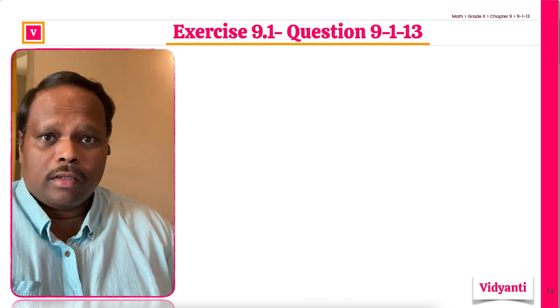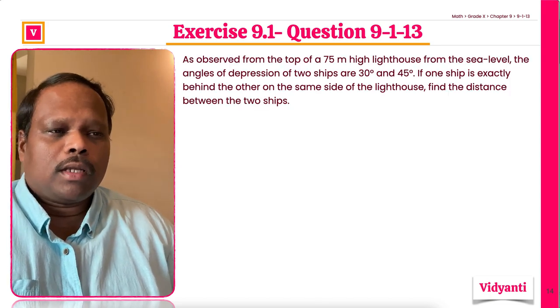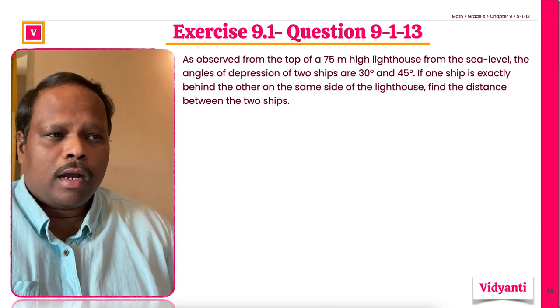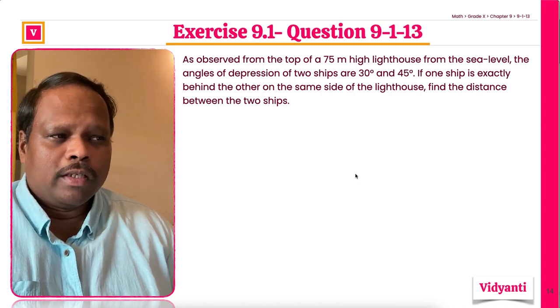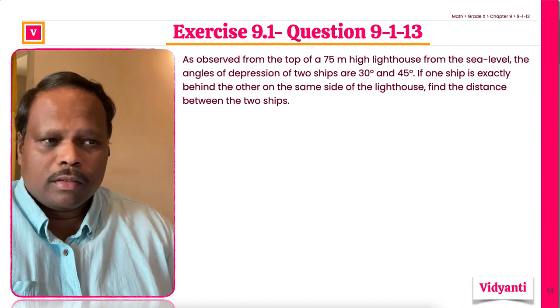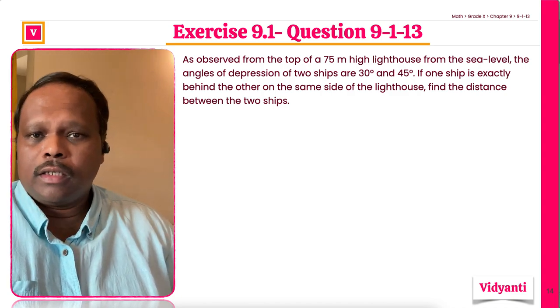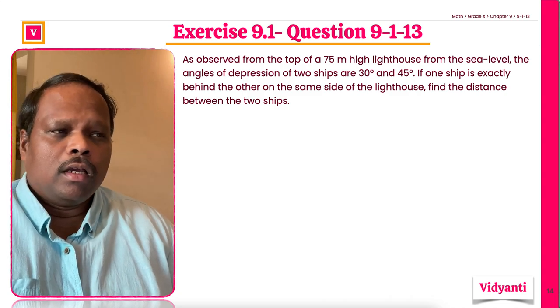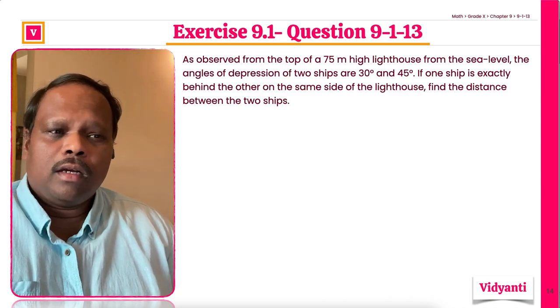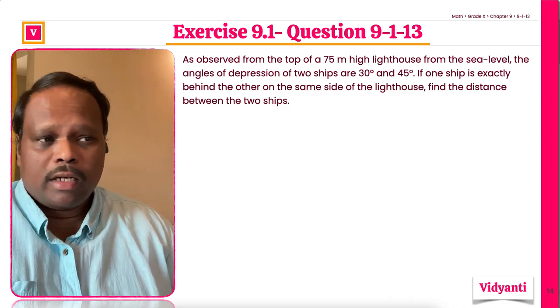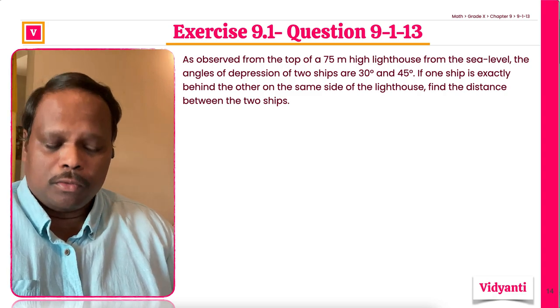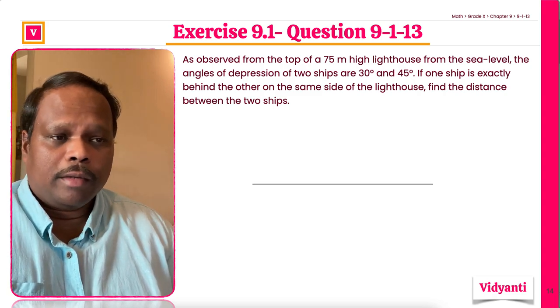The next question in this exercise. As observed from the top of a 75-meter high lighthouse from the sea level, the angles of depression of two ships are 30 degrees and 45 degrees. If one ship is exactly behind the other on the same side of the lighthouse, find the distance between the two ships. So let's first create a diagram.